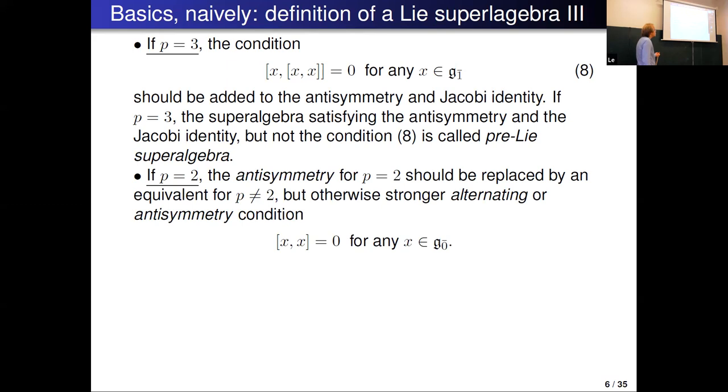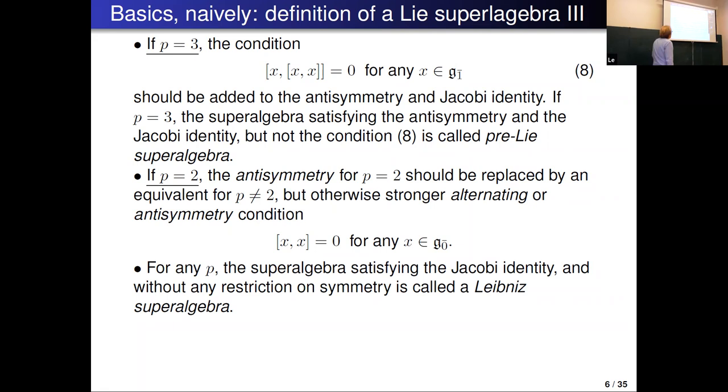In characteristic two, everything becomes a bit more tricky, so we should impose that the square of even elements will be zero. Again, for the sake of the Poincaré-Birkhoff-Witt theorem. And yeah, without such restrictions, such guys would be called Leibniz.